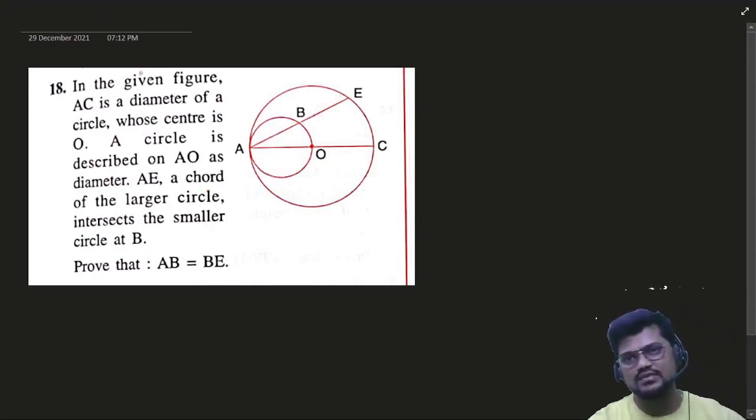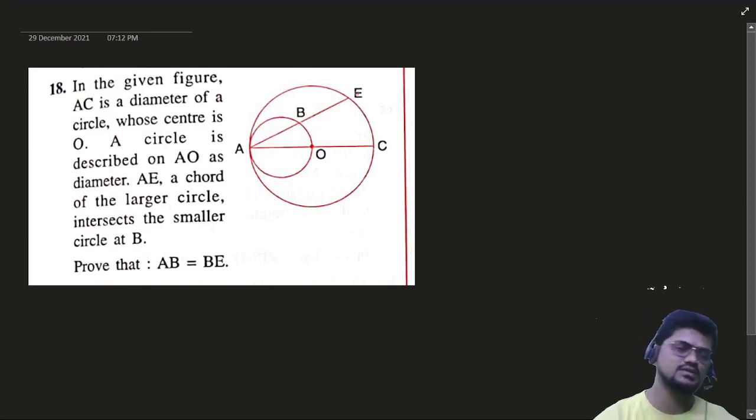See what all things they have given first. Let us discuss them. In the given figure, AC is the diameter of the circle whose center is O. A circle is described on AO as diameter and AE is a chord of the larger circle that intersects the smaller circle at B. So you need to prove that AB equals BE. That's what you need to prove.